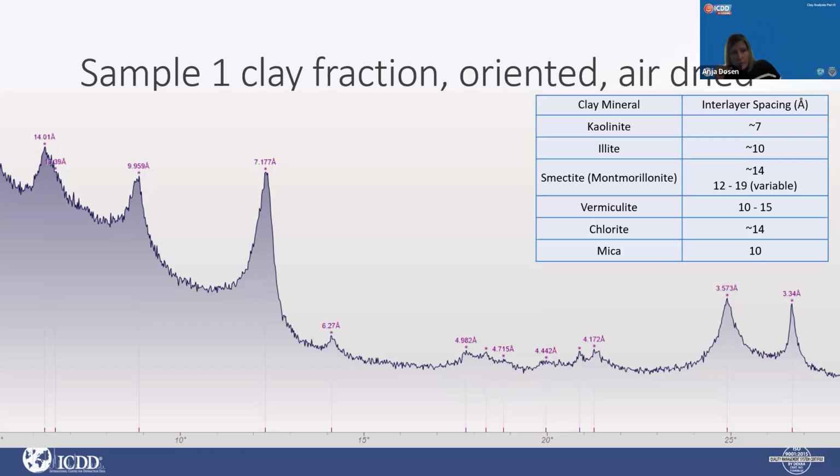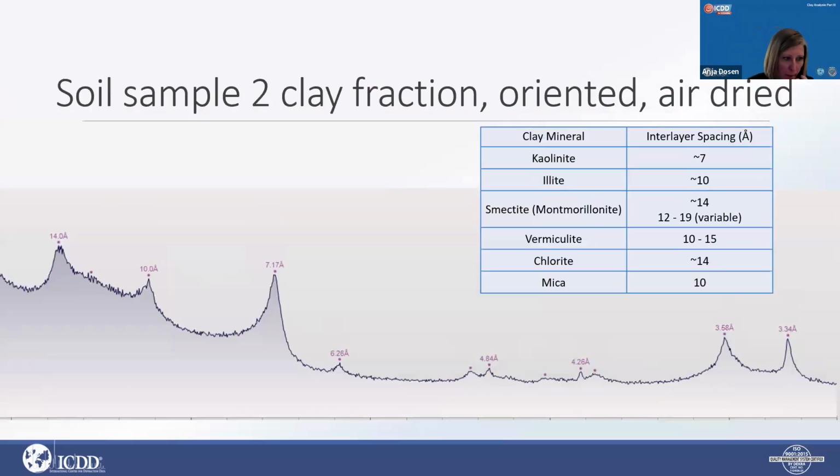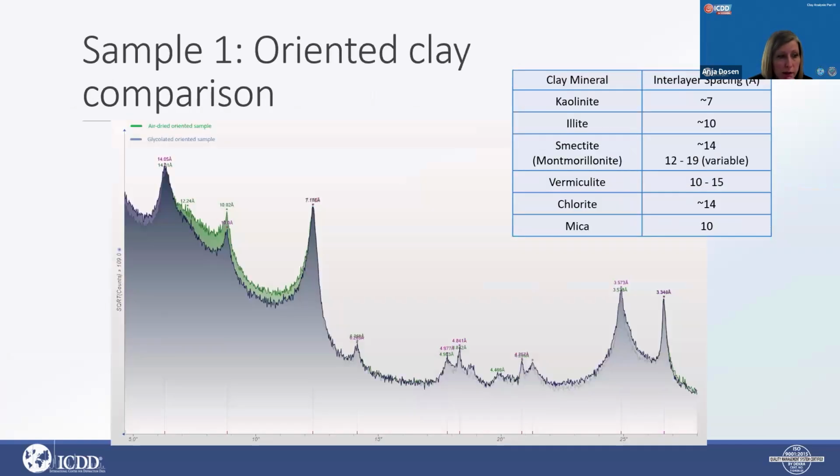14, is it a chlorite, or is it a smectite? Or it's 7, we can assume that it is kaolinite, and this 9 is illite. So now if we take a look at our other sample, we get the same thing, 14, 10, 7. So we want to figure out which clays these peaks represent. And then we've also glycolated these clays.